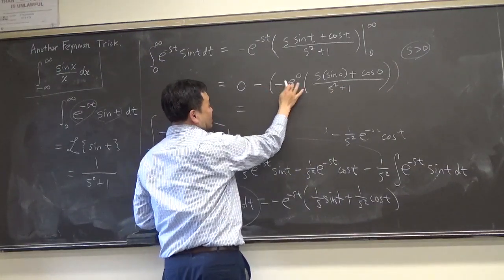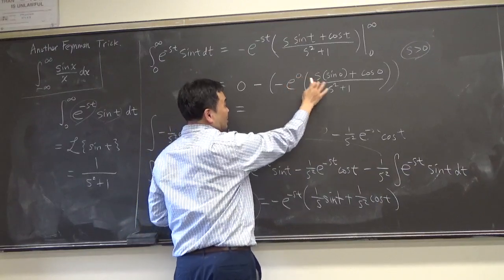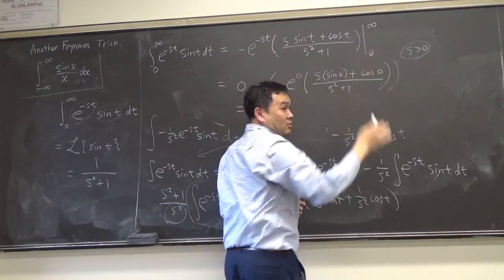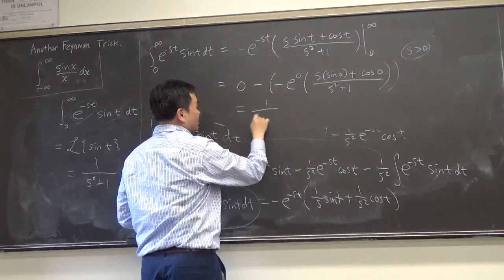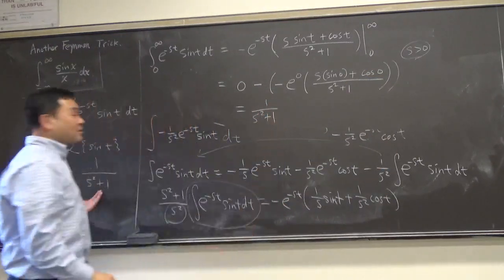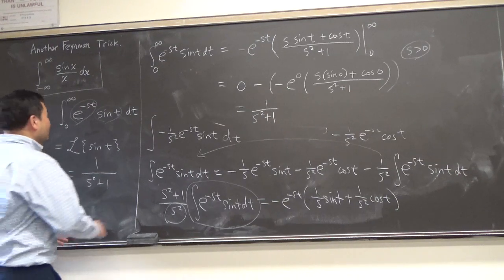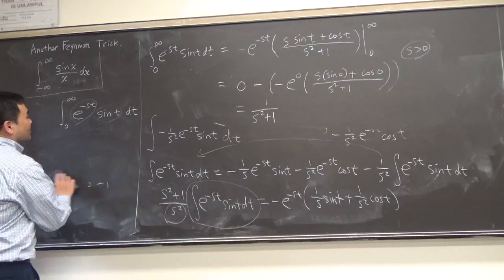Negative, negative is positive, e to the 0th power is 1, so times 1 doesn't do anything. Sine 0 is 0, cosine 0 is 1. So you get 1 over s squared plus 1, exactly as your Laplace table says. I think we can do some questions with this trick and integration by parts.